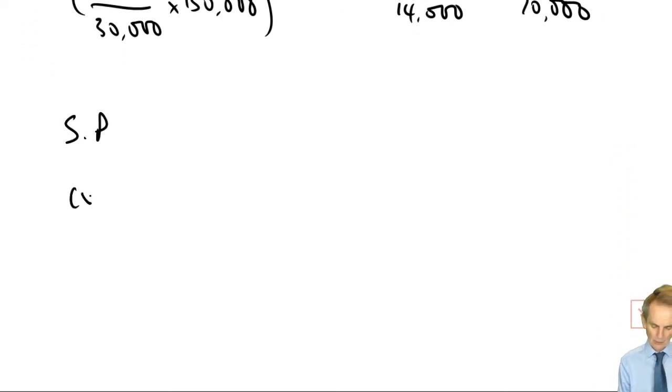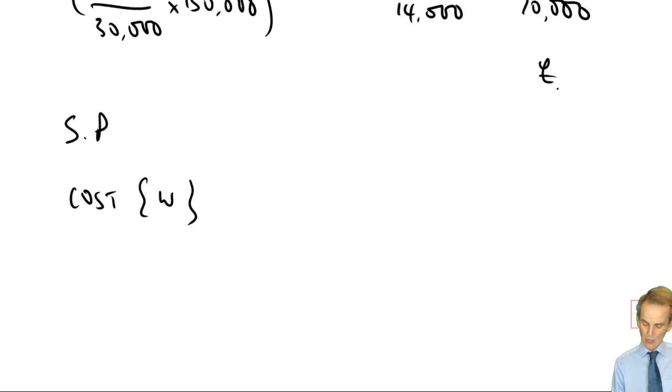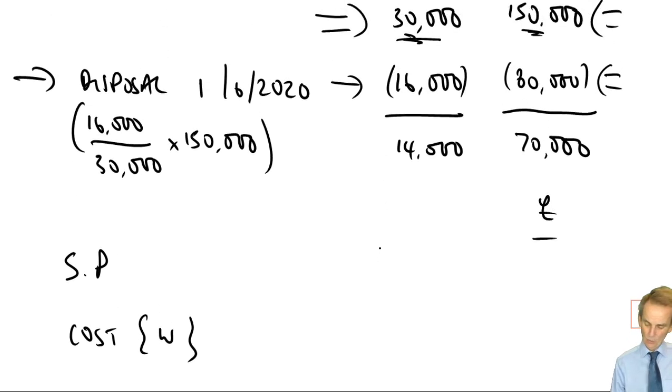We need the sales proceeds. We need the cost. We know that we've got the cost from our working, whether it's working 1, working 2, whatever. It is the share pool. So we'd have a reference for that. We now know that that cost figure was £80,000.